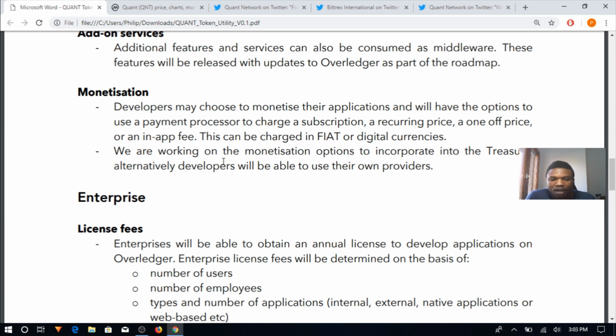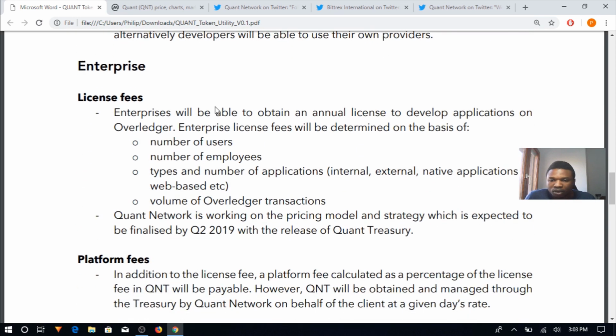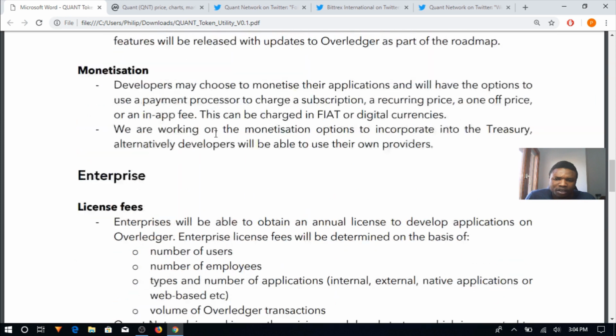And also, the only time that fiat currency or other digital currencies can be charged using the Overledger network is when a developer or enterprise accepts to monetize their product to their users, and they can say that users can buy through fiat currency or can buy through a different digital currency that is not Quant Network. So that is the only time that a transaction might happen, but it might not be based on the Quant token.